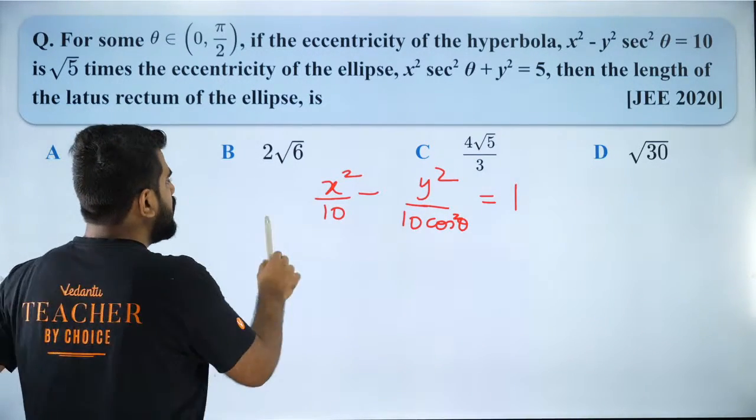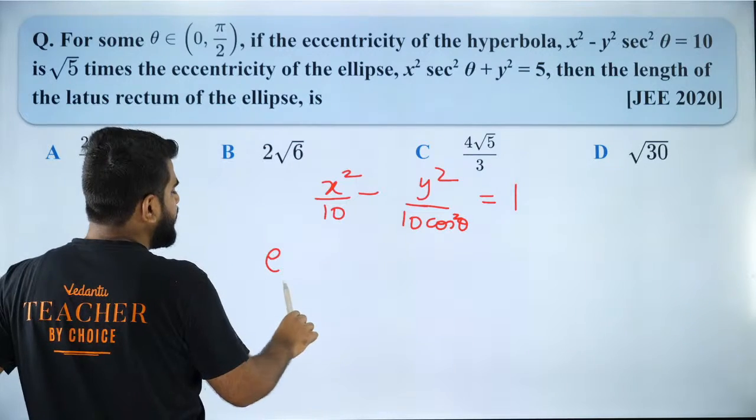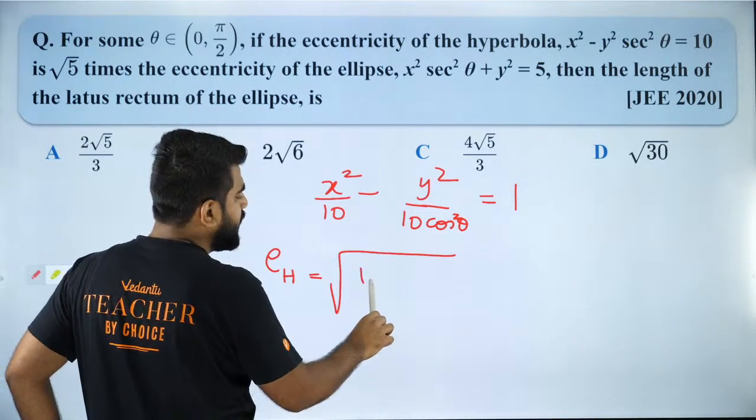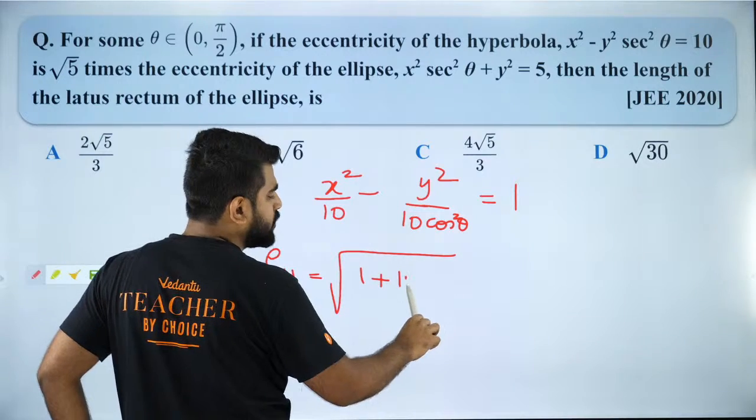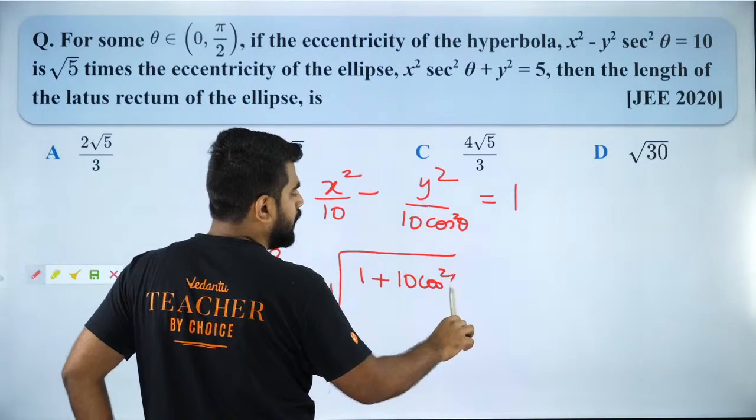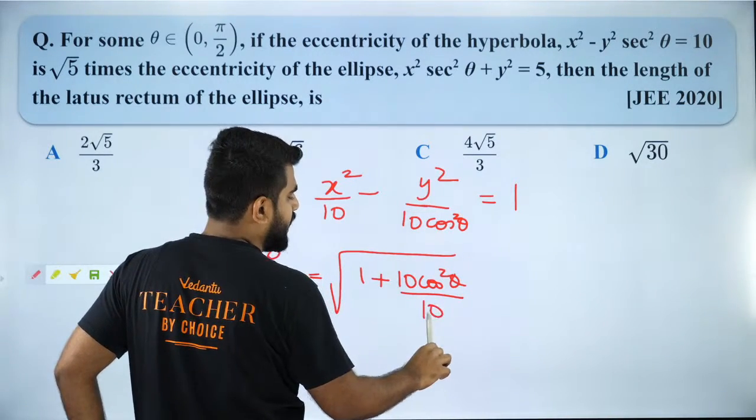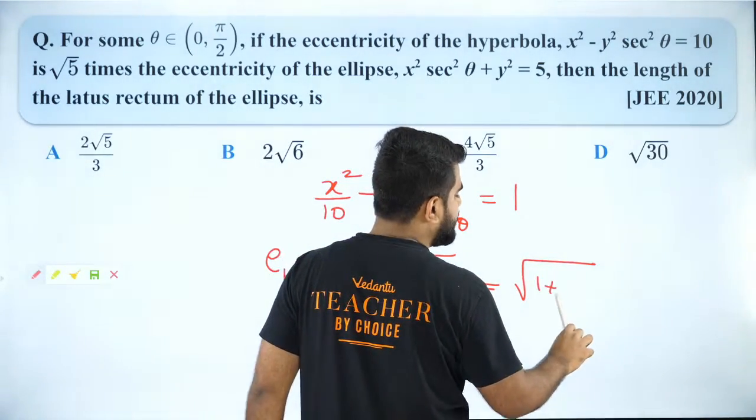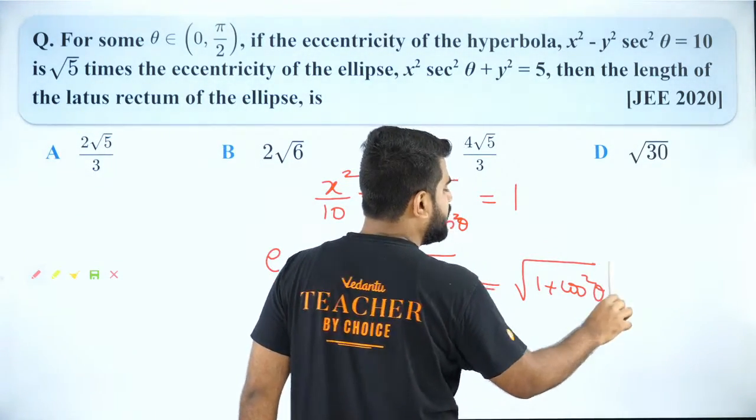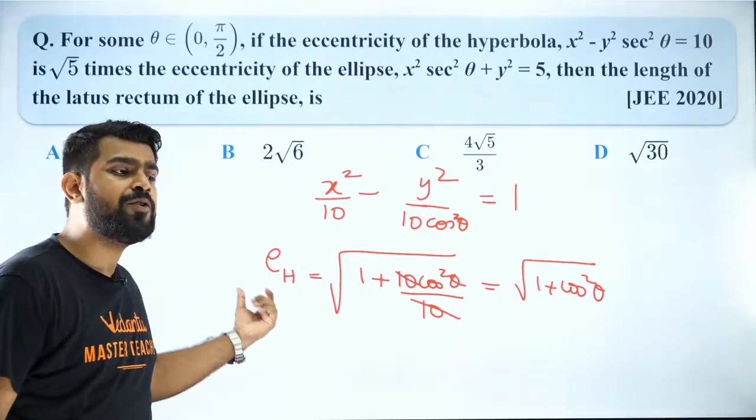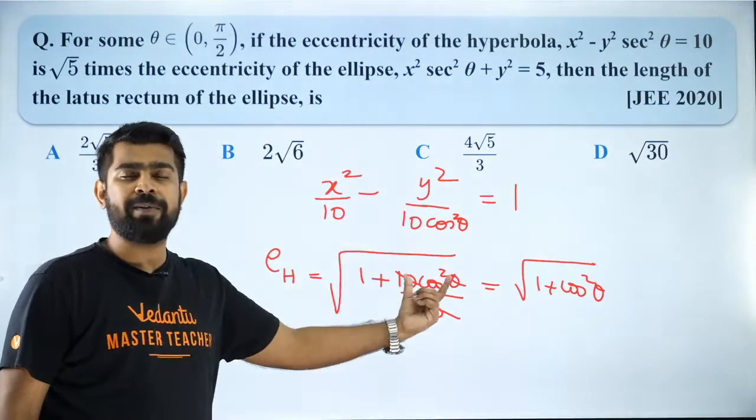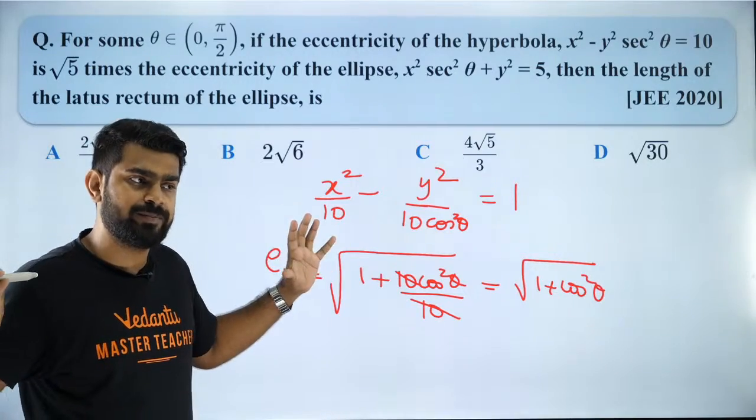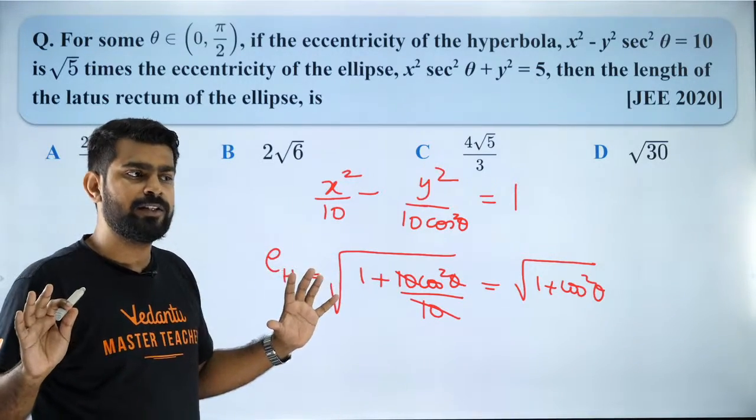Yes? So now I want you guys to tell me what is eccentricity of hyperbola. It is nothing but square root of 1 plus b square by a square. Everybody knows that. So 10 and 10 will get cancelled. So I'll have root of 1 plus cos square theta. I'm sure everybody has got it. So that is how you find out the eccentricity of hyperbola. Very simple NCERT based formula. Nothing great over here.